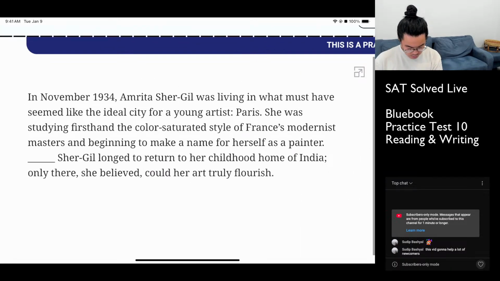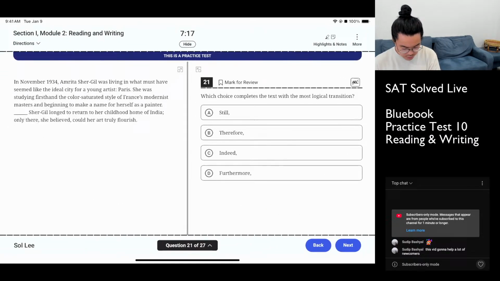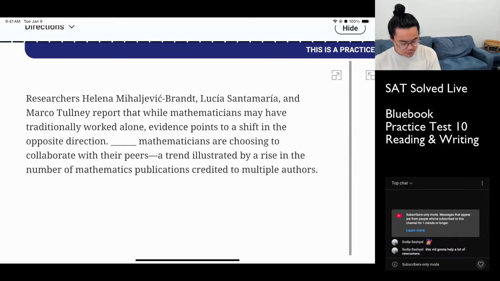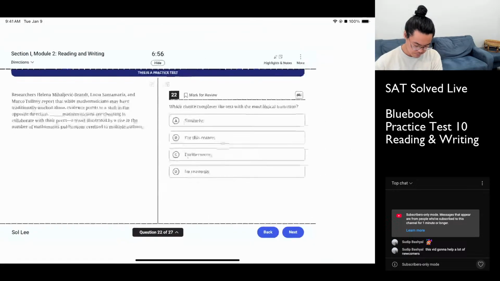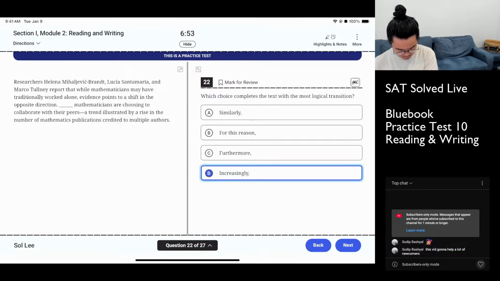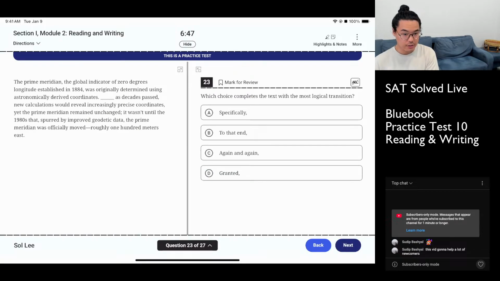Amrita Shergill was living in what she thought was ideal. However, she wanted to go back to India because only there could she flourish. However, still, she longed to go home. That is correct. Okay. Researchers report that while mathematicians may have traditionally worked alone, evidence points to a shift. That is, nowadays, recently, they're choosing to collaborate. Increasingly, interesting. That's increasingly, yeah, because we're talking about a shift in a trend.